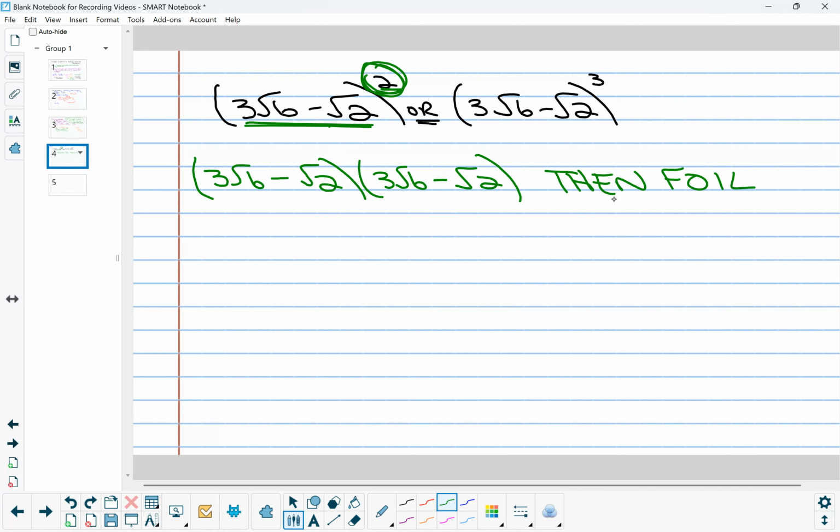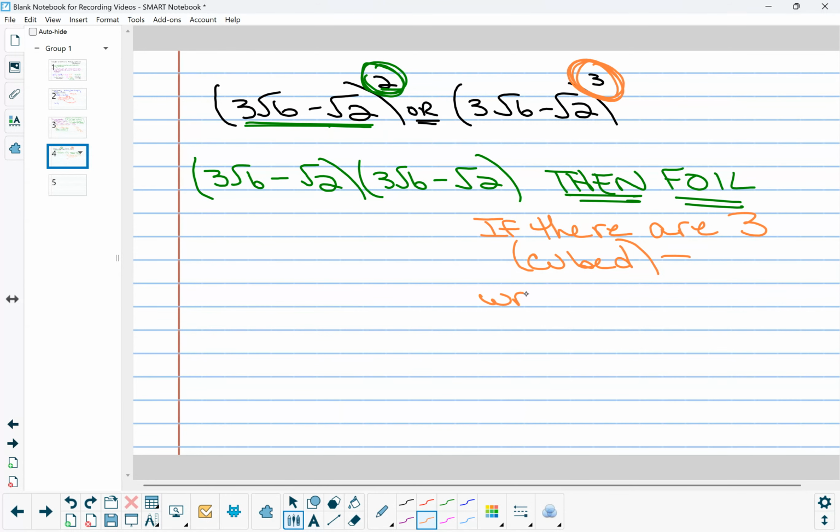which I'm not going to do for you because we just went through an example like that. If there were 3, okay, if we had an example like this, then if there's 3, so it's cubed, okay, write out 2 and FOIL. All right, well, let's actually do this.